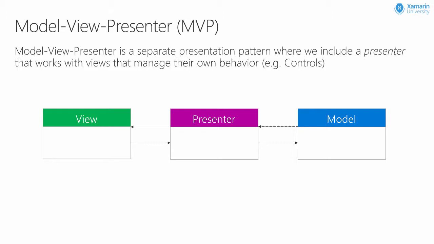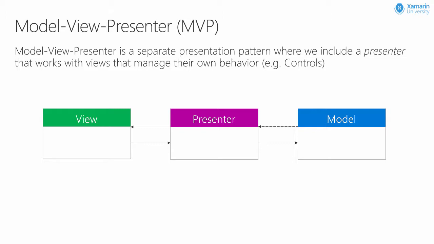MVP is a separated presentation pattern where the GUI platform that we're using provides some of the controller aspects as part of the framework. So in this pattern, the view manages a lot of the visual behavior, for example, animations and selection. And then it notifies the presenter, which acts as a higher level coordinator between the view and the model. The presenter holds all the logic for the view and is responsible for synchronizing the model and the view.